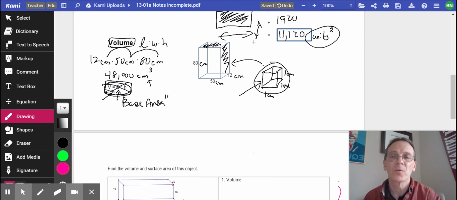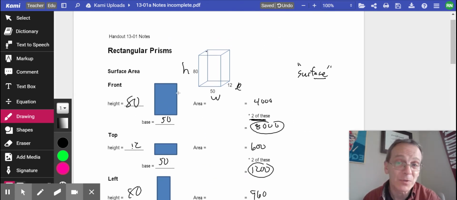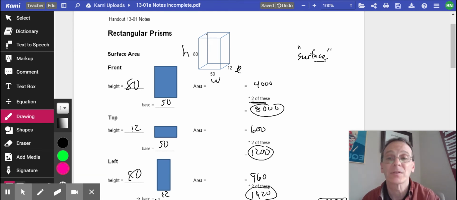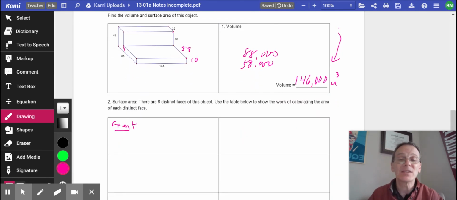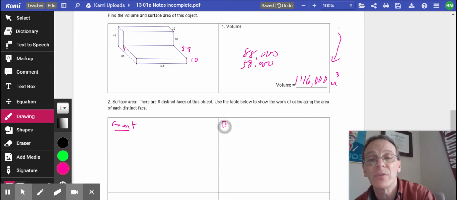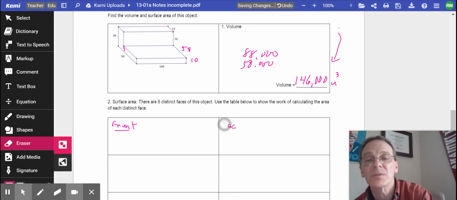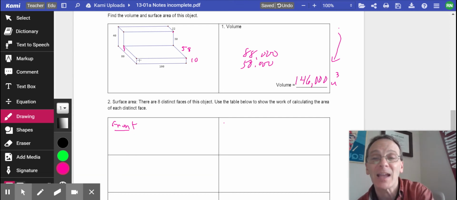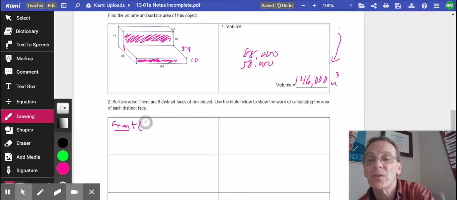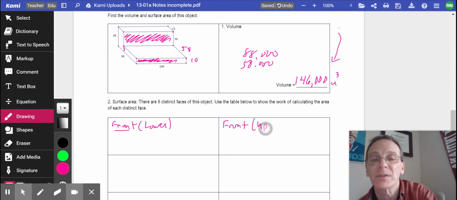Remember, in the previous rectangular prism, I had a front and a back, which was congruent to the front, a top and a bottom, which was congruent to the top, and a left and a right, which was congruent to the left. So I'm going to take the same basic approach here. I'm going to start with the front and then do the back. Well, actually, here's the problem. Where's the front? There's really two different front sides, aren't there? There's this front, and then there's this front. So there's two of those. So let's call one of them the lower front, and the other one the upper front.